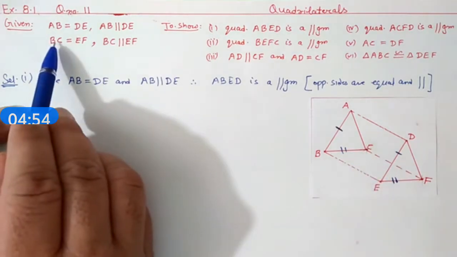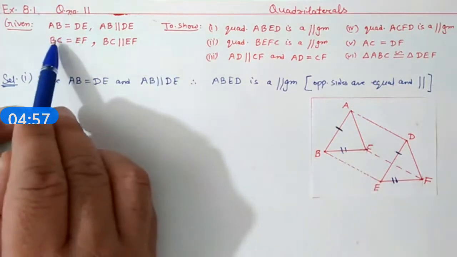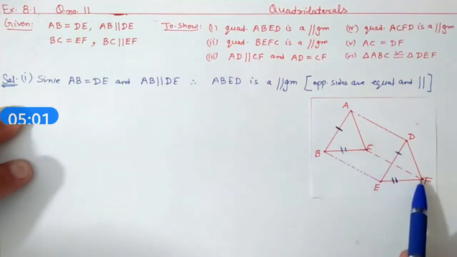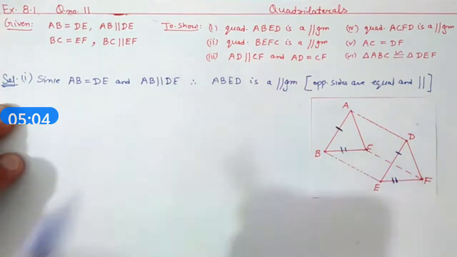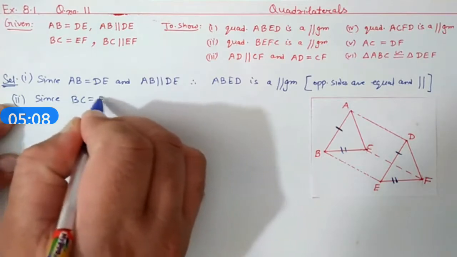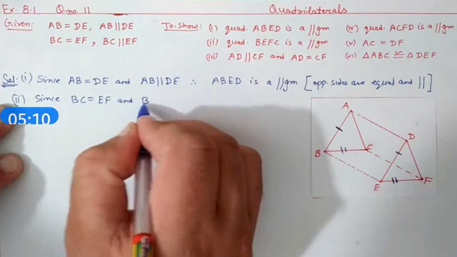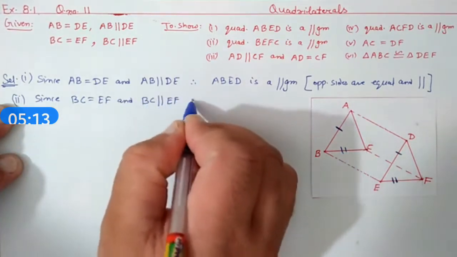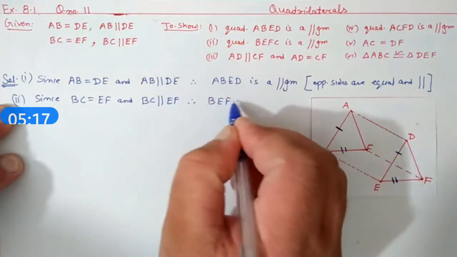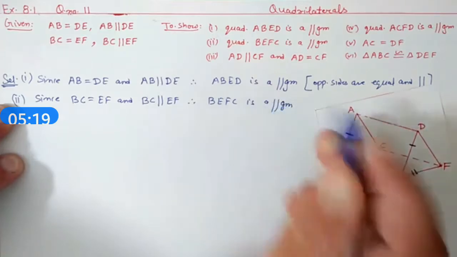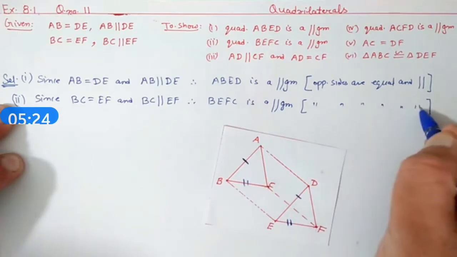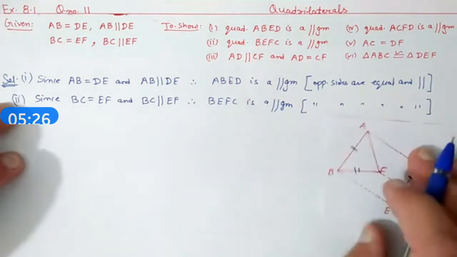For second part, BC equals to EF and BC parallel to EF. Both the sides are the opposite sides of quadrilateral BCFE. So you will just write here BC equals to EF and BC parallel to EF, given. This implies BCFE is a parallelogram, and the same reason you will write here: opposite sides are equal and parallel. So we have done the second part.